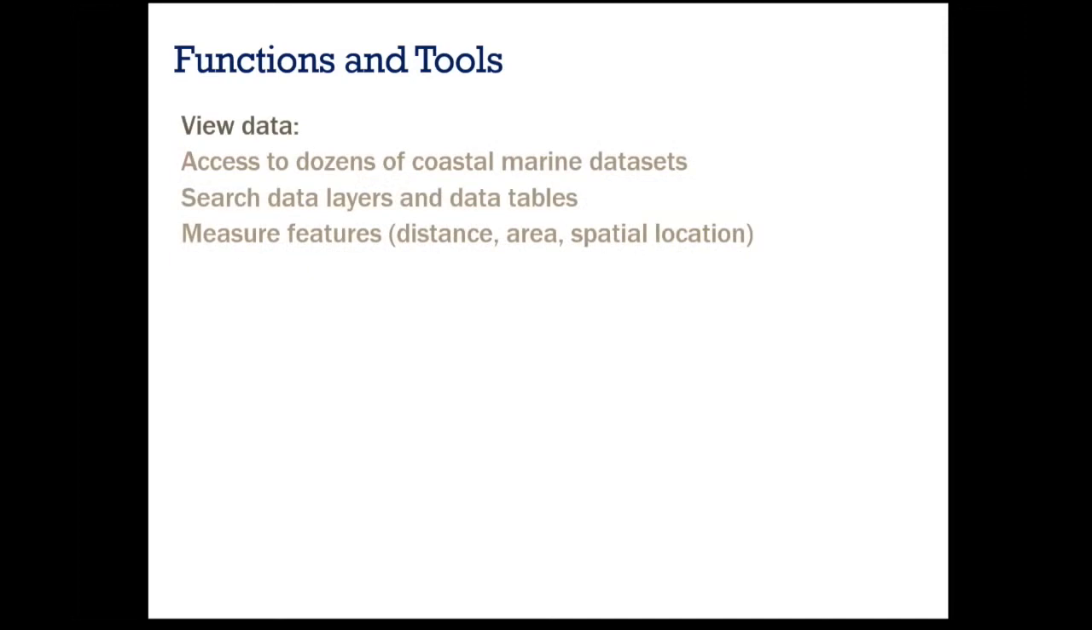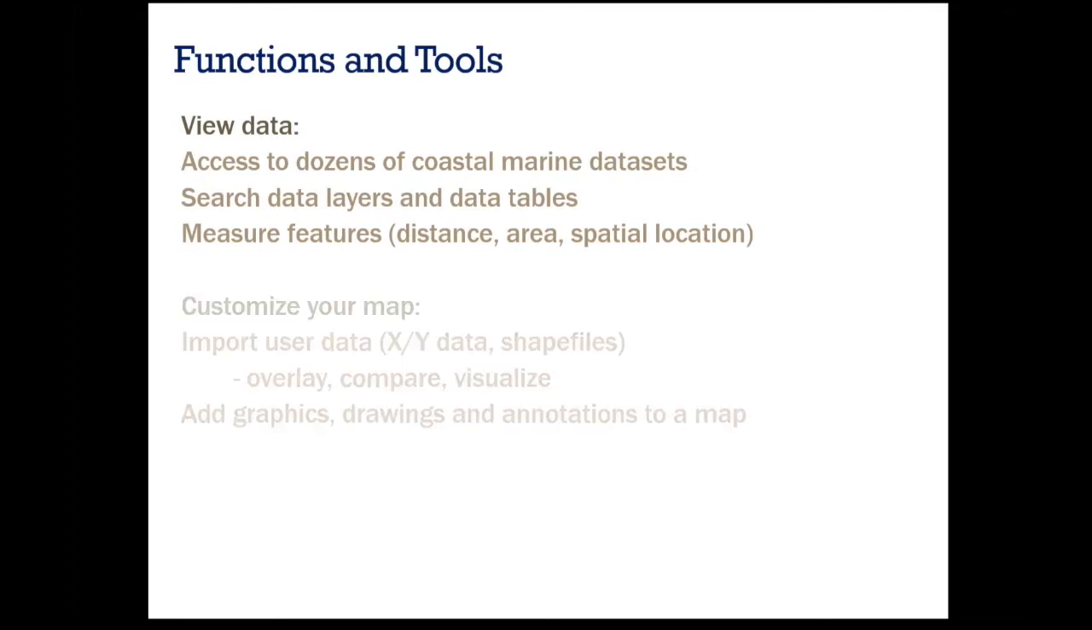So just briefly, a broad brush view of the functions and tools of the atlas, and then we'll really dig in when we get into the live demo. There are, of course, dozens of coastal marine data sets in the mapper itself. You have the ability to search data layers and data tables or attribute tables. And you can do things like measure features and get the distance away. If you're looking at a potential lease area, you can use the measure tool to determine the distance away from, let's say, a channel or a navigation buoy. You can do area measurements and also get the latitude and longitude location of a feature.